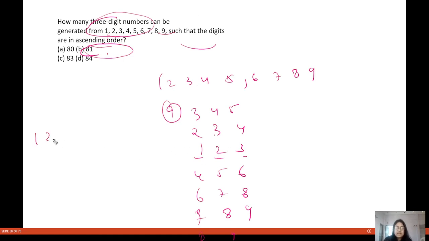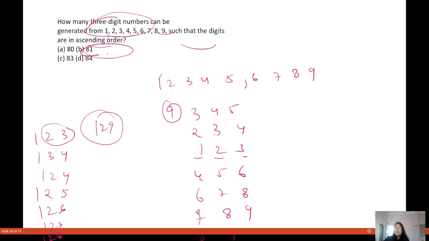But let us say we are considering 1, 2 and 3. Then another combination could be 1, 3 and 4 as well, 1, 2 and 4, 1, 2 and 5, 1, 2 and 6, 1, 2 and 7, 1, 2 and 8, 1, 2 and 9 as well. You can arrange them in many ways, but how are we going to find this mathematically? Let us do this.